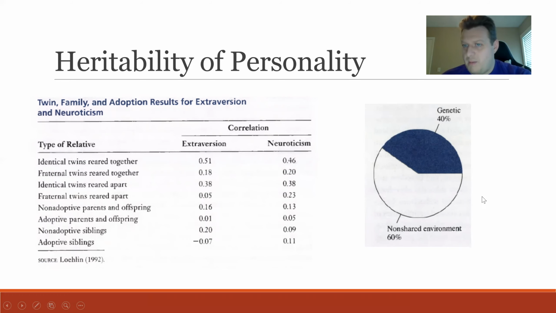the environment not common to siblings, accounts for approximately 60% of the variation in personality. It depends on the study that we look at. Sometimes it's about 50-50, sometimes it's 40-60, but genetics plays a role and non-shared environment plays a role. Non-shared environment, maybe this twin had this group of friends, this twin had another group of friends, and those environments were different for them.